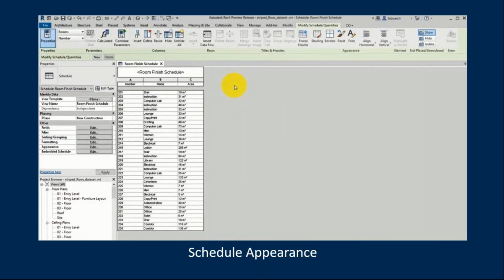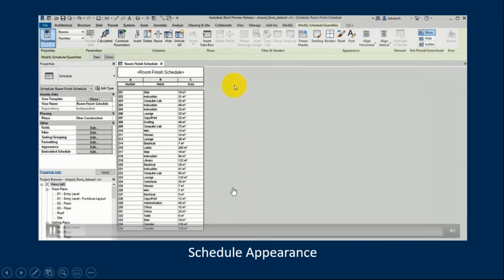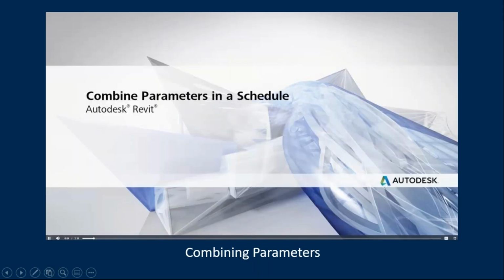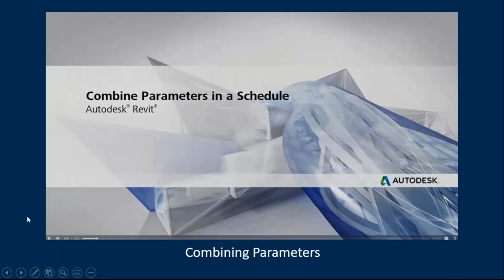It's also another thing that is quite useful, and this would be like in the case of if you have a door schedule, you sometimes might want to combine different parameters into one cell. And in this example, we'll look at how to do that.